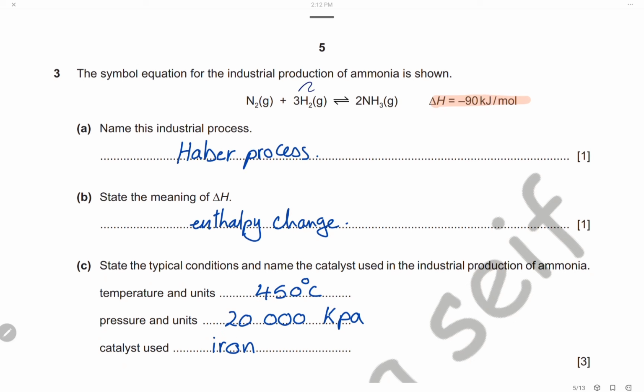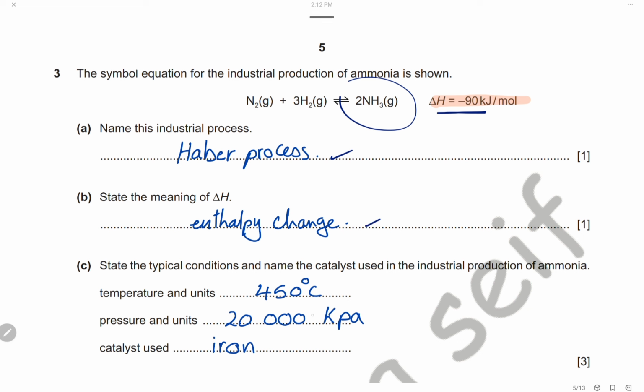A simple equation for the industrial production of ammonia is shown. Nitrogen reacts with hydrogen to form ammonia gas, and the delta H is minus 90 kilojoules per mole, which means that the reaction is exothermic. Name the industrial process used to manufacture ammonia. It is the Haber process. State the meaning of delta H. Delta H is the enthalpy change, or the energy change, of the reaction.